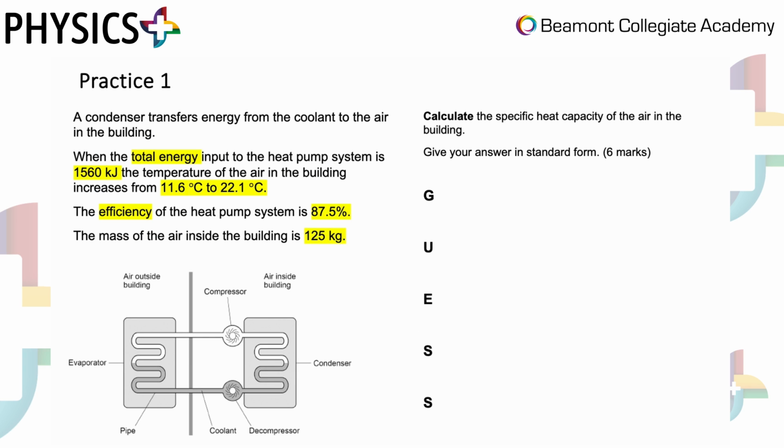Practice 1. A condenser, pictured below, transfers energy from the coolant to the air in the building. When the total energy input to the pump system is 1560 kilojoules, the temperature of the air in the building increases from 11.6 degrees C to 22.1 degrees C. The efficiency of the pump system is 87.5%. The mass of the air inside the building is 125 kilograms. Calculate the specific heat capacity of the air in the building. Give your answer in standard form.